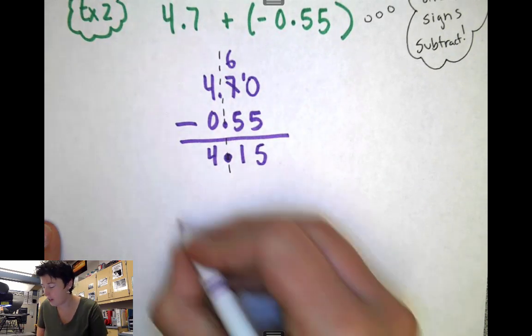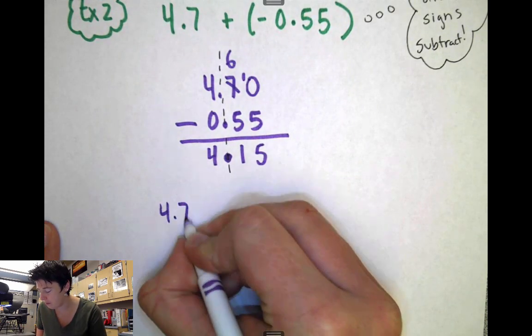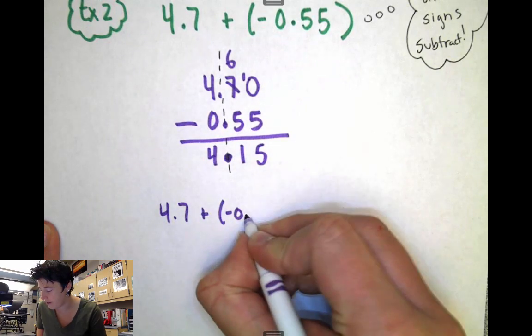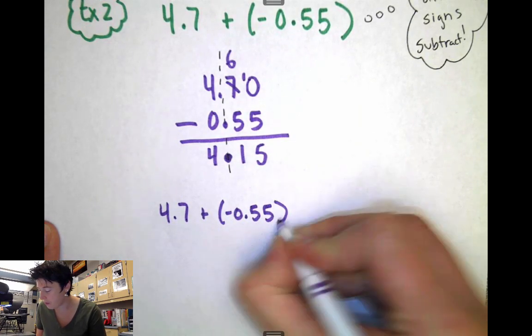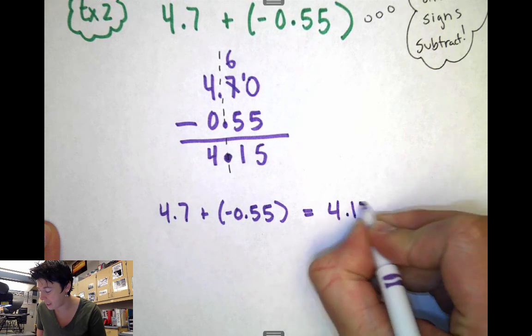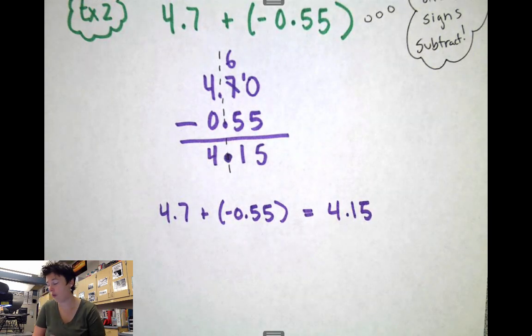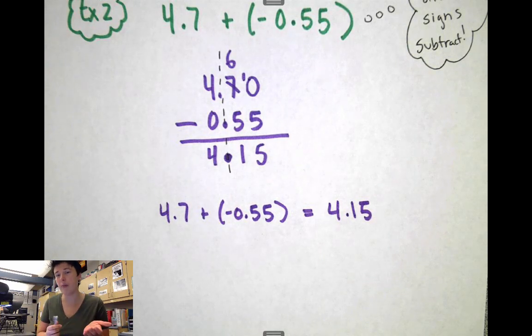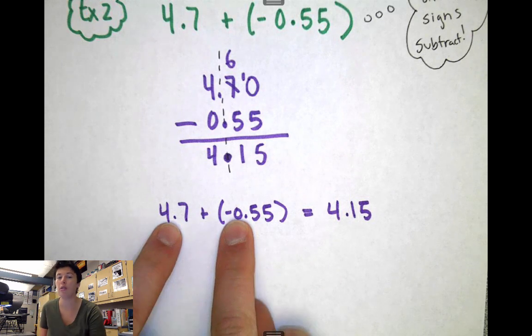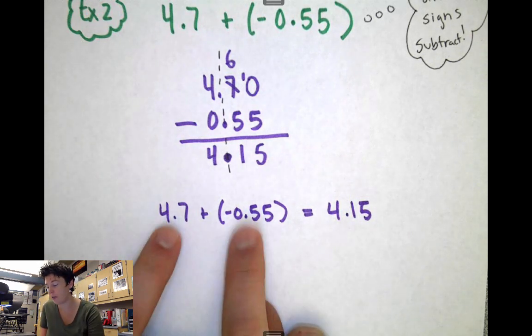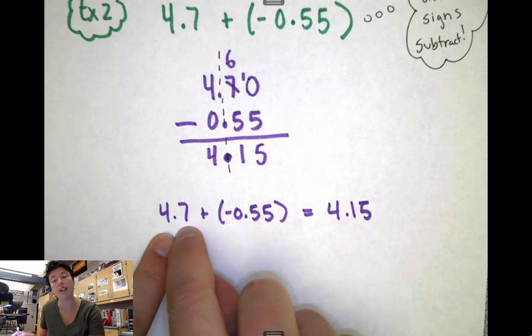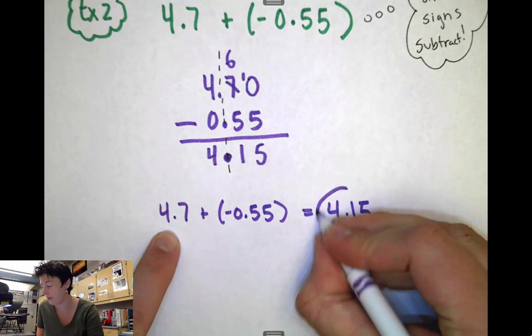That's my answer. So 4.7 plus negative 0.55 equals 4.15. So 4.15 is the answer, but you need to decide, is it a positive 4.15 or a negative? Because when the signs are different, you have to choose. So which number value is bigger? Which one has the larger value? Well, 4.7 is larger, and it's positive, so the answer is positive.